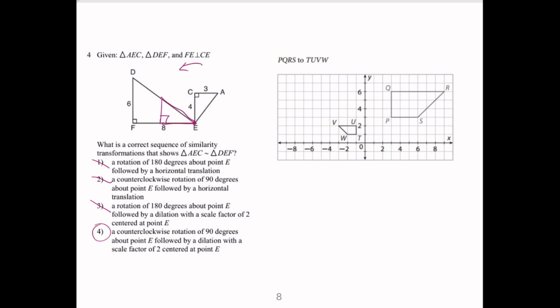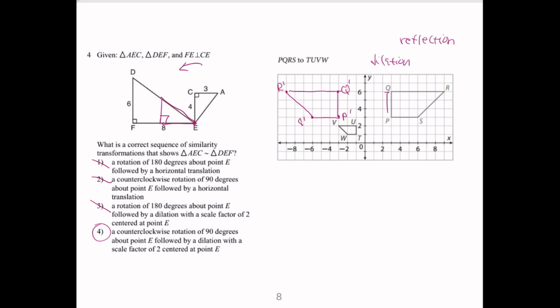For this question right here, we're just figuring out the sequence of transformations. So from PQRS to TUVW, there's clearly a dilation and also some sort of a reflection. So those are the main things that I want to keep in mind. First we can try a reflection over the y-axis. If we were to reflect it over the y-axis, it would look something like this. Then we can try doing a dilation.